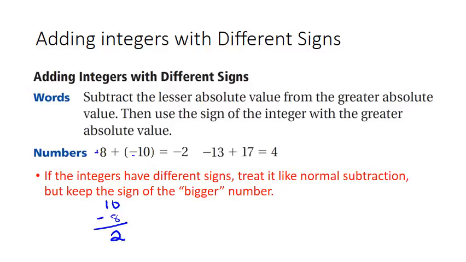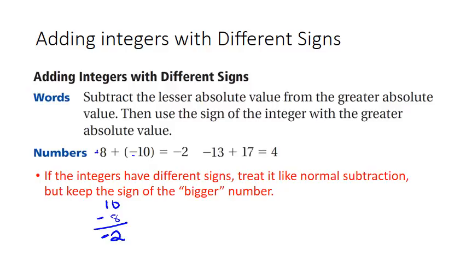Now we need to remember, what was the sign of our original number? Well, it was a negative. So we're going to stick a negative out front. So we have 8 plus negative 10 is going to be equal to negative 2. And the way we did that is we took subtraction from bigger to smaller number, and then we added that sign of the bigger number back into our answer.